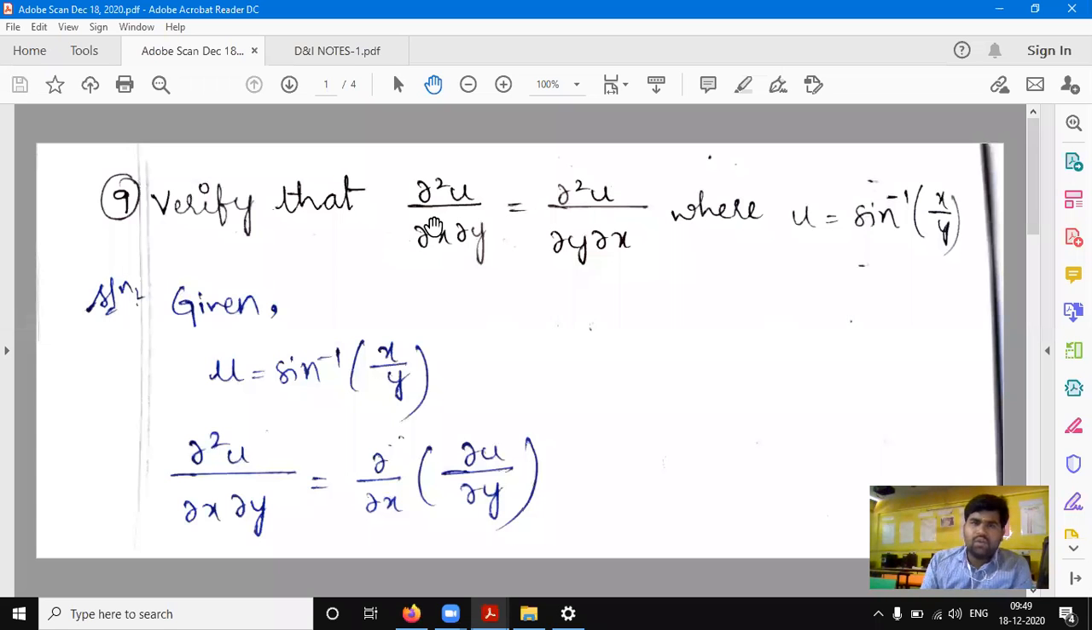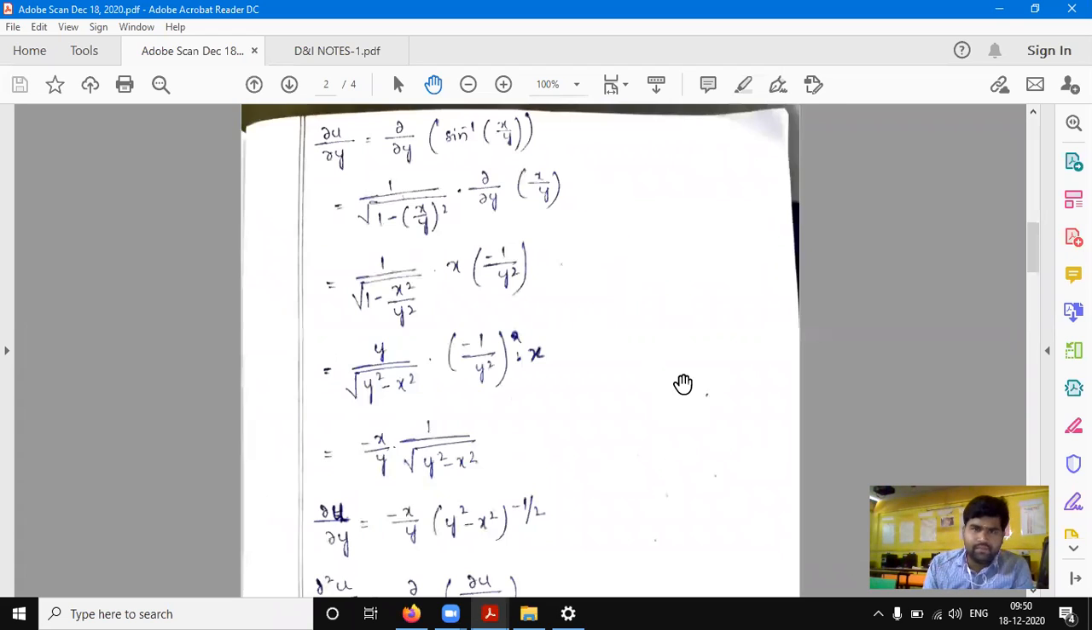Verify that ∂²u/∂x∂y is equal to ∂²u/∂y∂x, where u is equal to sin⁻¹(x/y). So, solution.